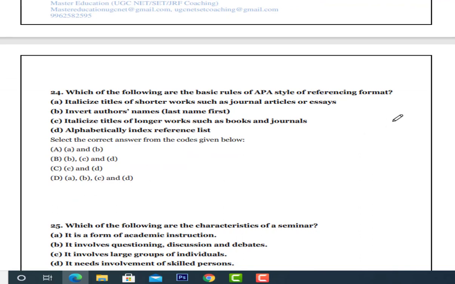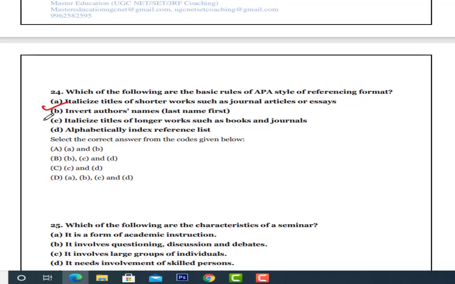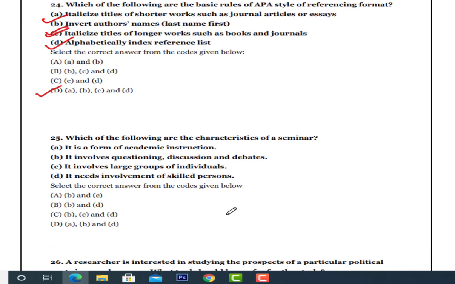The next question. Which of the following are the basic rules of APA style of referencing format? Option A: Initializing title of the shorter work, such as journal articles or essays, as inverted author names. Option B: Italicizing title of longer works such as books and journals. Option C: Alphabetically indexed reference list. So option A, B, C and D.